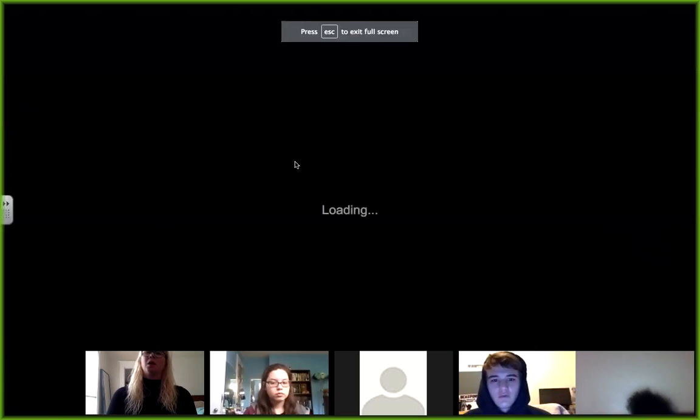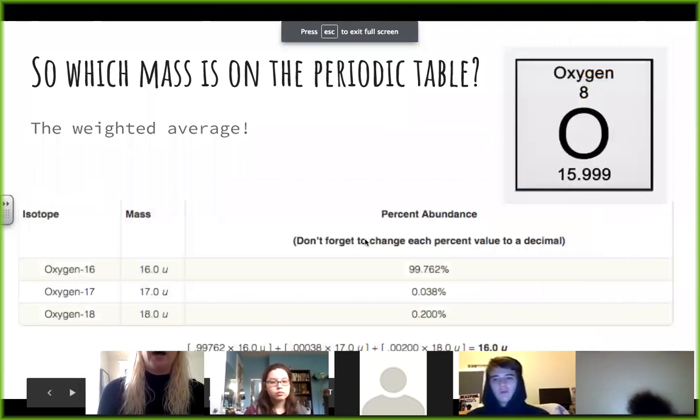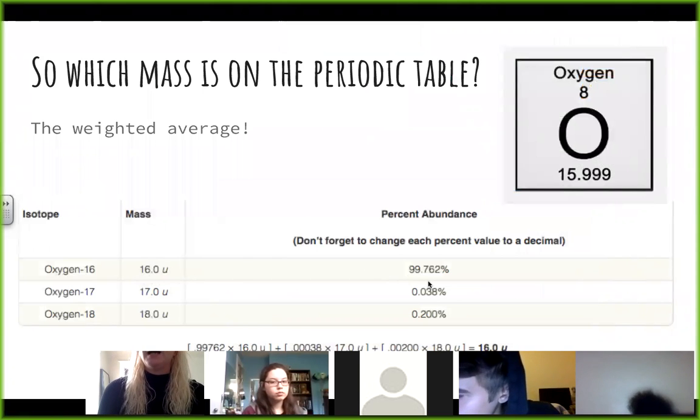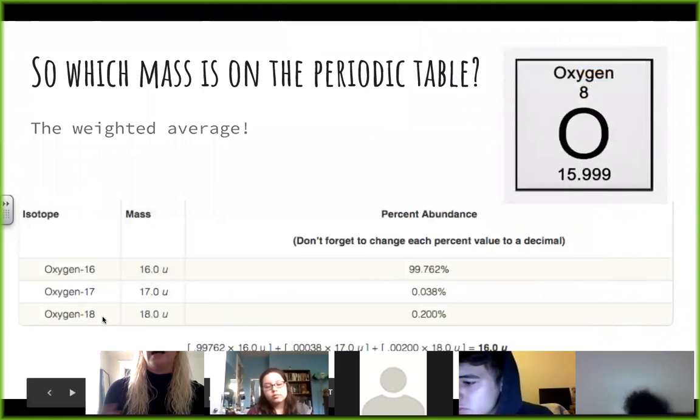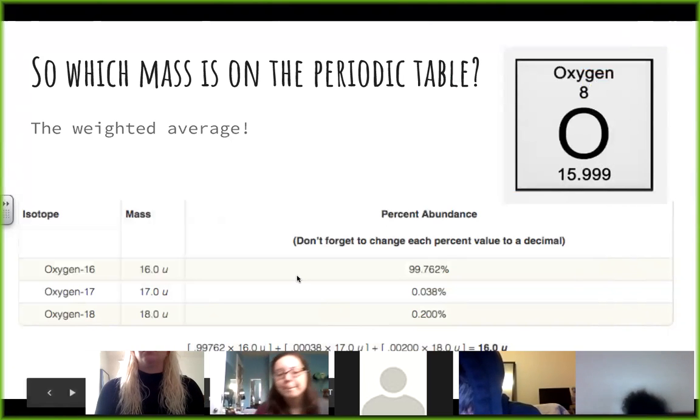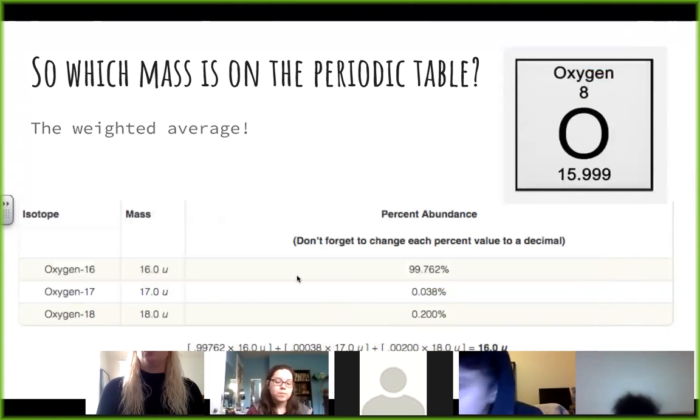And if we look at oxygen, we notice that oxygen 16, which has a mass of 16 amu, this is like the unit for atomic mass, is 99.762% of the oxygen that exists. Oxygen 17 and 18 are two isotopes that naturally occur. However, tiny, tiny percentages, less than 1% together, right? So when we look at this data as a start, what we should be thinking is, well, the atomic mass is probably going to be pretty close to 16 because that's what most of the oxygen is.